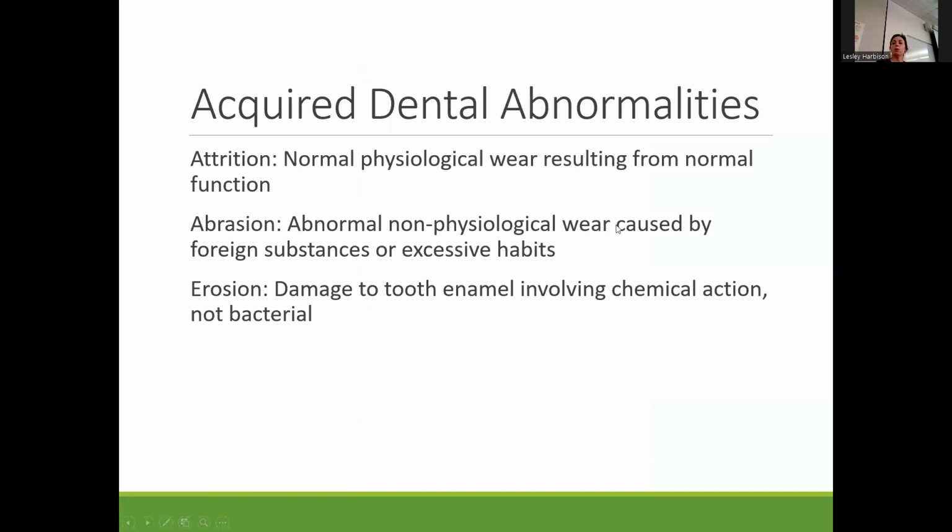Acquired dental anomalies. We've already covered this a little bit. We've looked at attrition, physiological wear resulting from normal function. There's some level of attrition that's normal and some that's not so normal. Abrasion is abnormal physiological wear caused by foreign substances or excessive habits, like toothbrush abrasion, clenching and grinding. Erosion is damage to the tooth involving chemical action. So like erosion from acid, like if they're vomiting too much, or if they have GERD or acid reflux, or suck on lemons or eat sour candies, then they'll have erosion and it's non-bacterial.